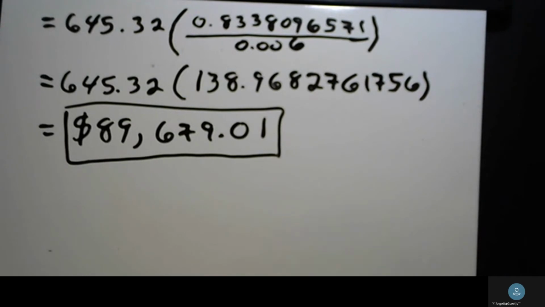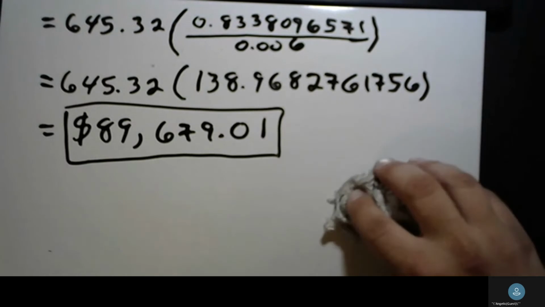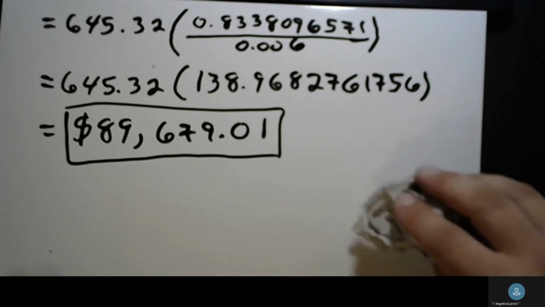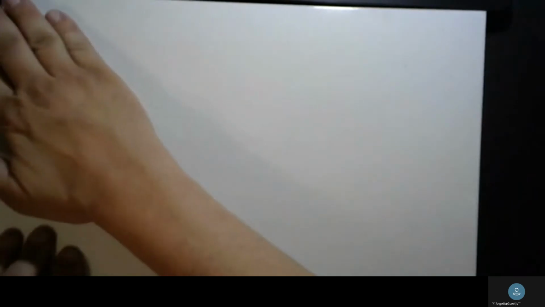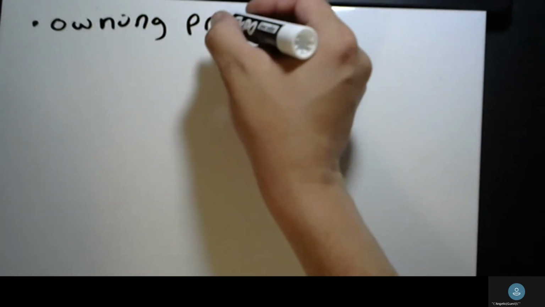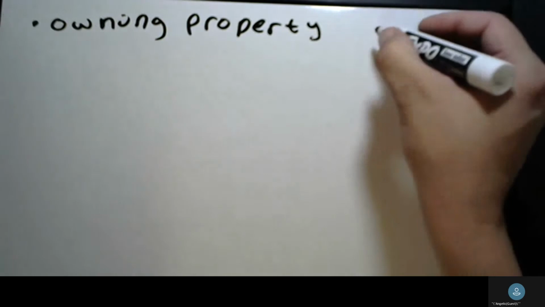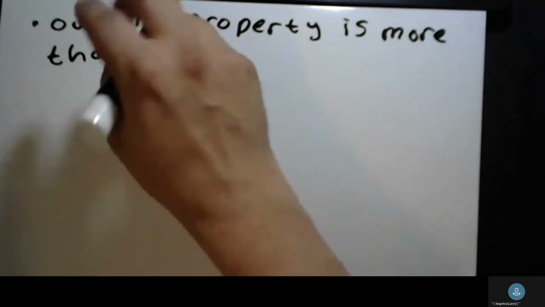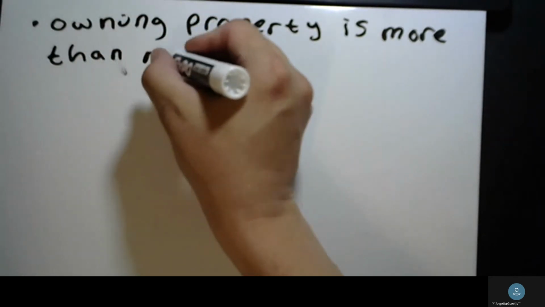So the last thing to mention in this section is when you're owning property, you're not just going to have your mortgage to worry about. You're also going to have property taxes. You might have insurance payments, things like this. And these are things that are going to be included. Once you buy a house, you're going to have all these other things to consider. So owning property is more than mortgage payments.